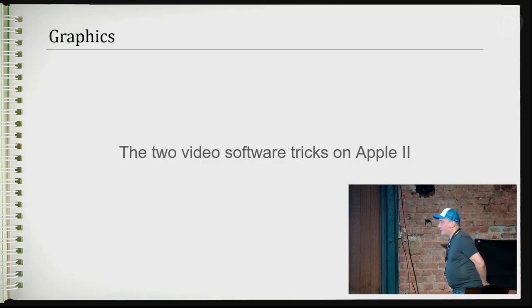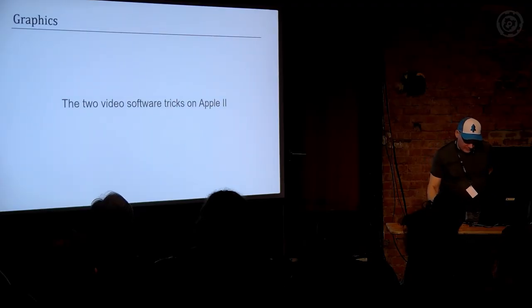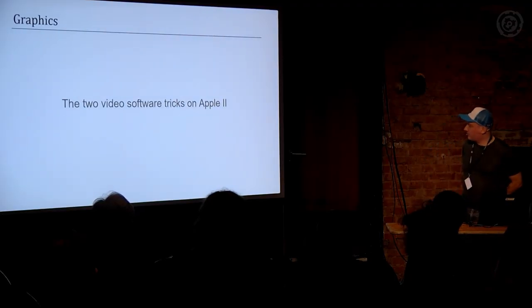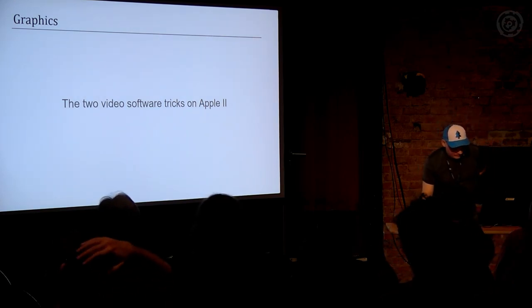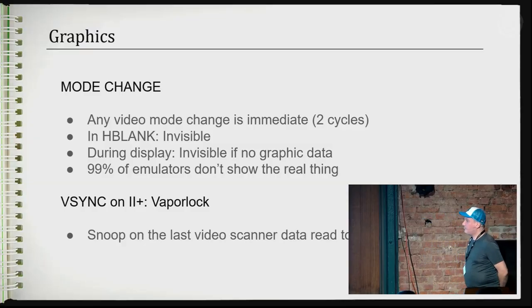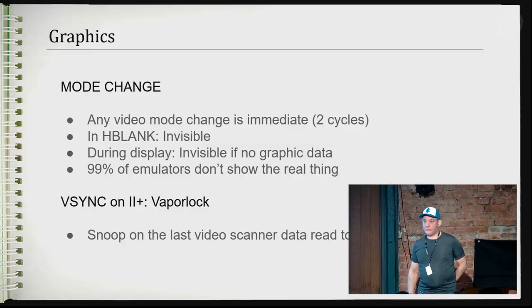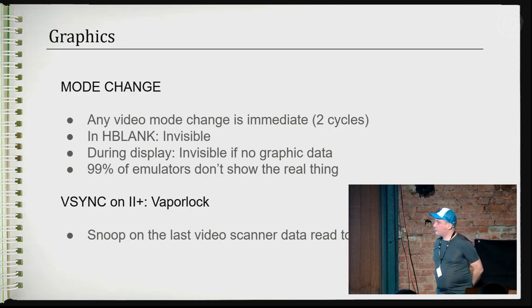The two video software tricks you need to know on Apple II, and I will be very fast. I think I'm already quite done. So there are only two tricks that I know of. Any video mode change is immediate. It's a soft switch, you just poke into memory and the video mode changes. It takes 2 cycles, and if you do that in H blank, it's invisible. That means you can change mode every line. You can have a line in text mode, one line in graphic mode, etc. If you do that during display, it's possible.